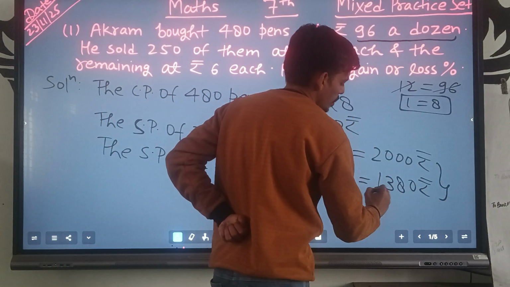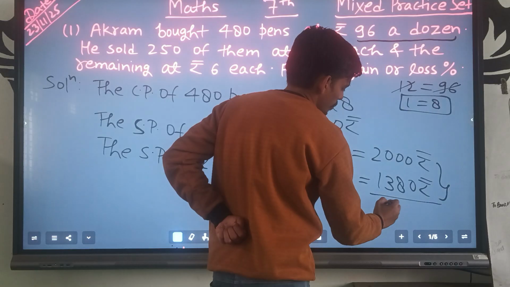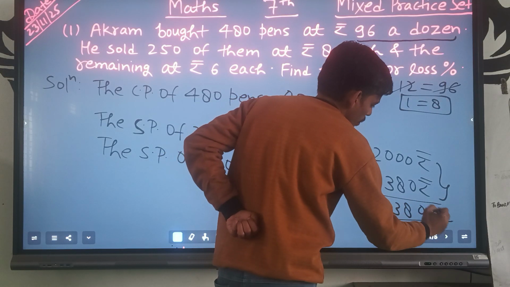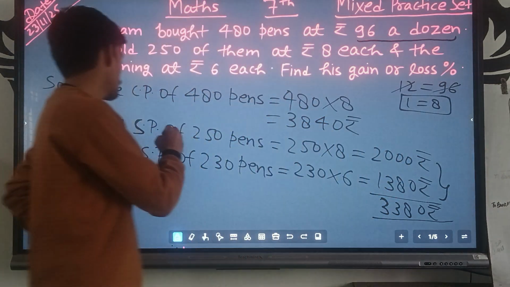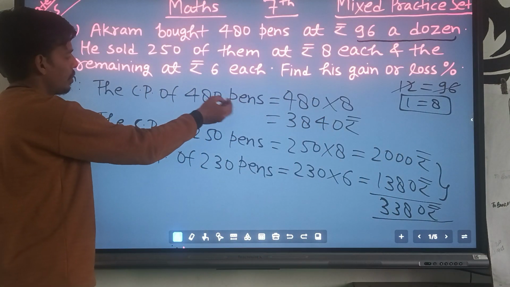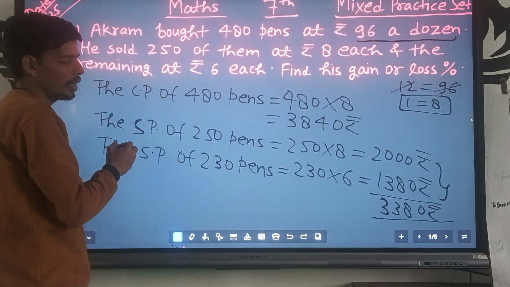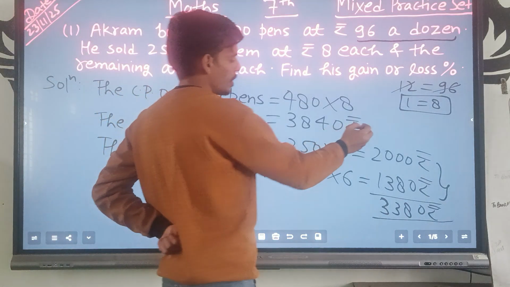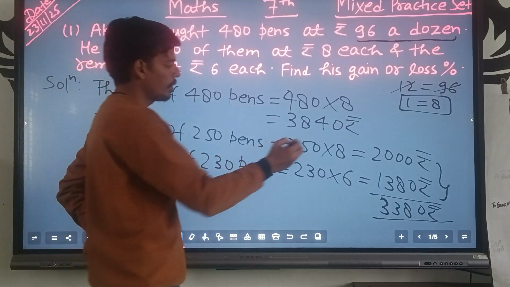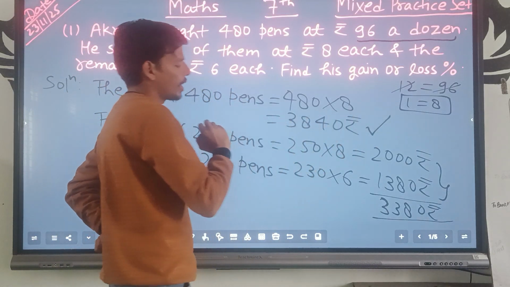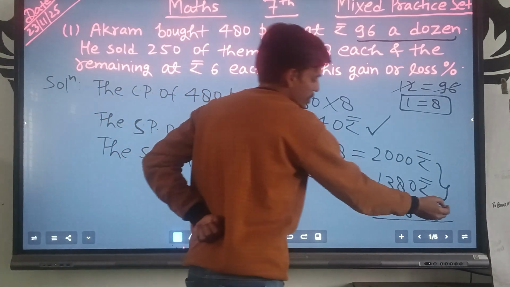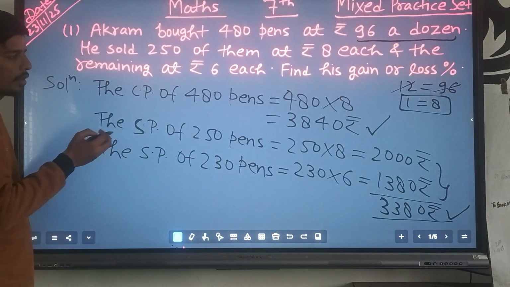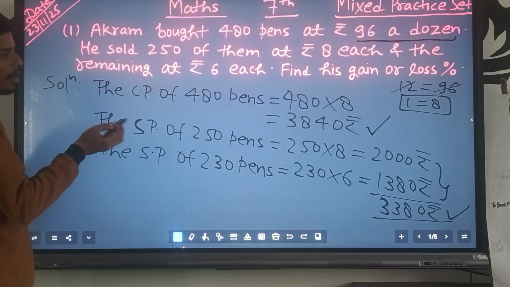So the total SP equals 3,380 rupees. It is the total selling price and the total CP is 3,840 rupees. Find his gain or loss percent. In this condition, the CP is 3,840 and the SP is 3,380. So it is clear that he will take a loss.